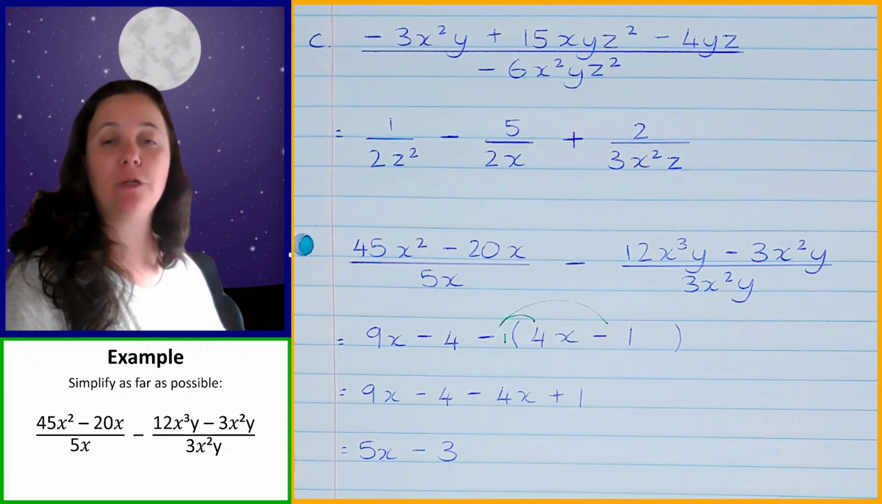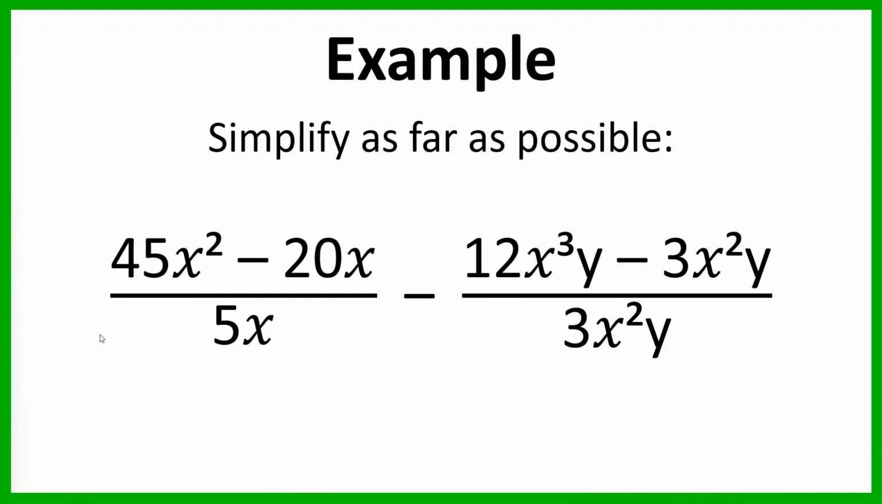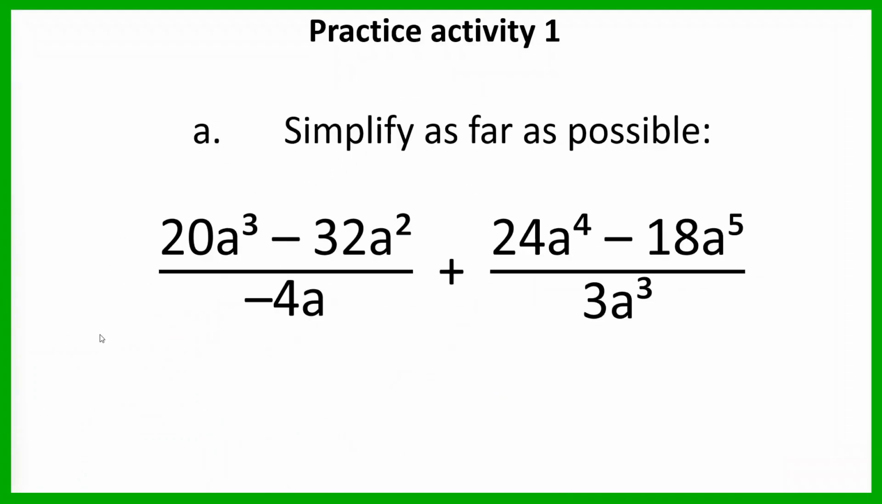Now I'm going to give you a couple that you're going to do for yourself. Here's the first one you're going to do. You've got 20a cubed minus 32a squared all over negative 4a. And then you're adding another fraction where you've got 24a to the power of 4 minus 18a to the power of 5 all over 3a cubed. I'm going to give you 2 minutes to simplify this as far as possible.